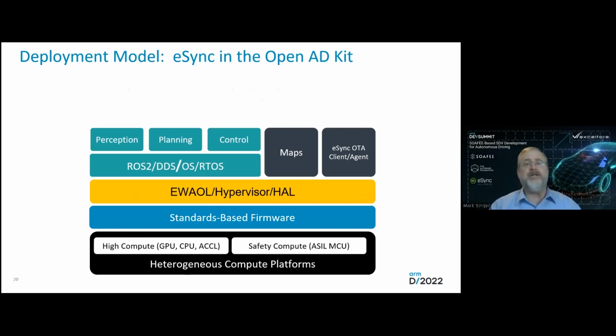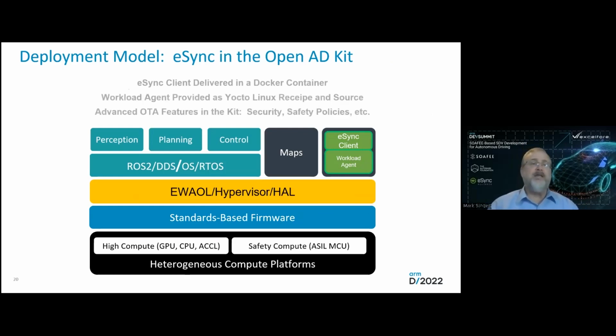So how is that achieved? We have an eSync client and an agent constructed for the workloads. The agent is delivered in a Docker container. The workload agent is provided as source with a Yocto Linux recipe on GitHub. And with this combination, you then get advanced OTA features in the Autoware OpenAD kit. You get all of the cybersecurity, you get all of the policy constructs, safe vehicle assurance, etc., with a fully developed OTA pipeline, even in your distribution platform for the OpenAD kit.